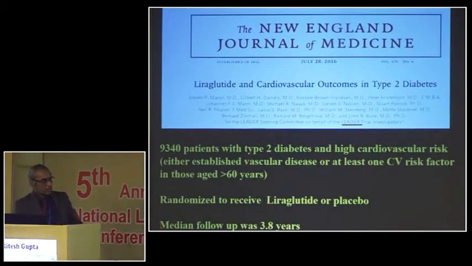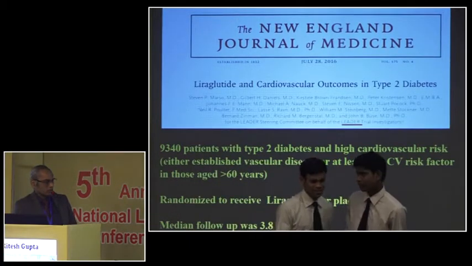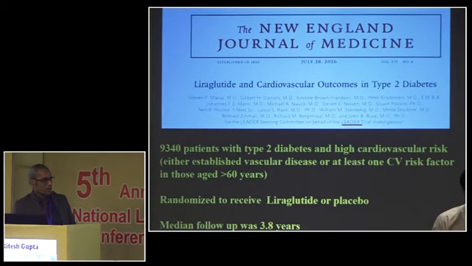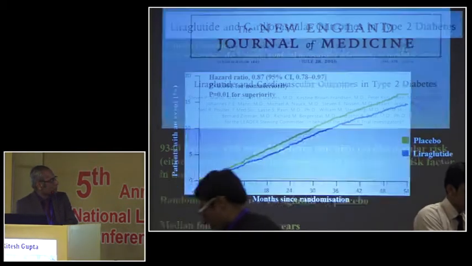Now, recently, last year, a few months back, we had the LEADER trial on liraglutide. Liraglutide we have in this country, and about 9,000 patients with type 2 diabetes and high cardiovascular risk. And this high cardiovascular risk was either they had established vascular disease or at least one CV risk factor, which included any amputation or carotid artery stenosis or a low ankle brachial index, and in those patients who were more than 60 years, and they were randomized to receive liraglutide or placebo, followed up for about 4 years.